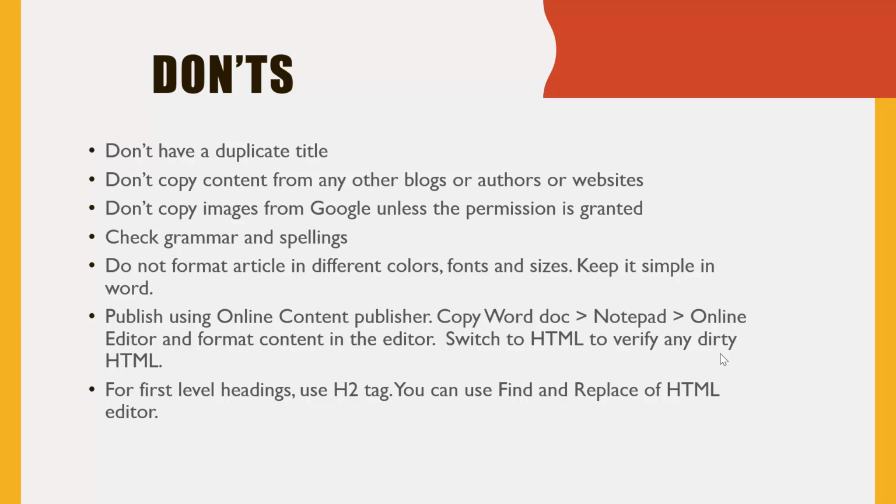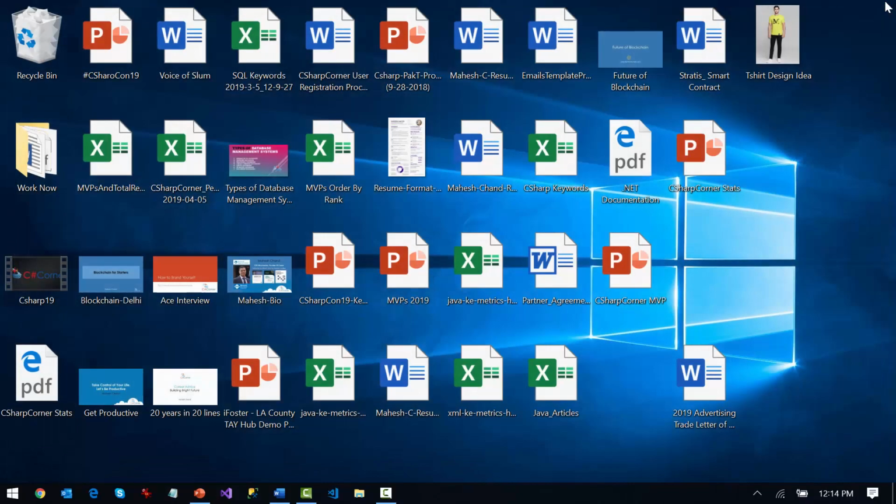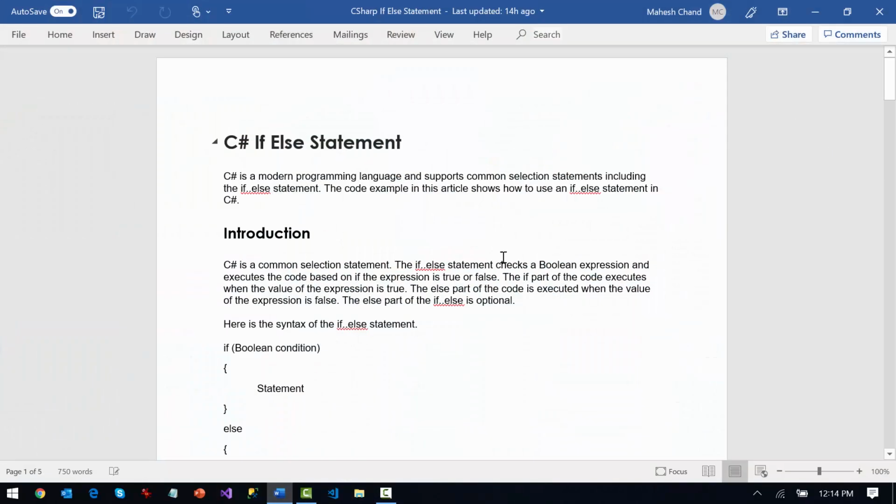In this process, I'm going to show you how I publish my articles live, and then hopefully that will help you. So let's get started. I will open an existing article which I have already written previously, and as you can see, the title of this article is C# if else statement.